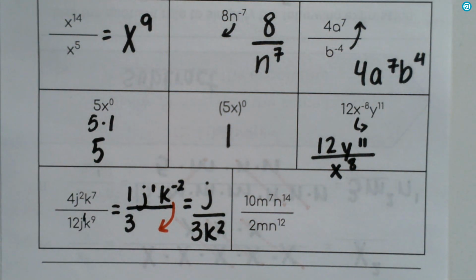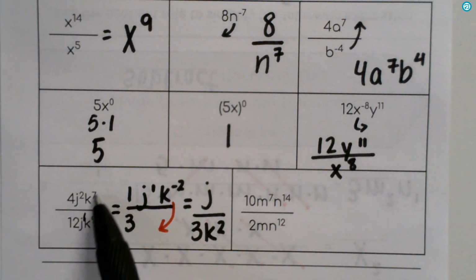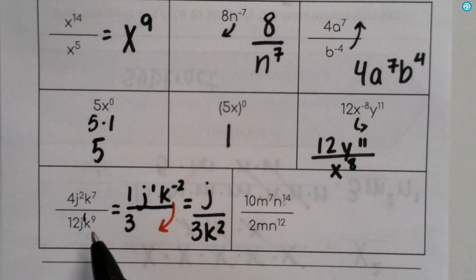I want to show you another way you could have done this. If you are trying to do quotient rule and you see that you're going to get a negative exponent, you can do it all in one step. Instead of doing 7 minus 9 and putting negative 2 on top, you can do 9 minus 7 and put positive 2 on bottom. So you can think of it as like an upside down quotient rule. If you do top minus bottom, the answer goes on top. If you do bottom minus top, the answer goes on bottom.